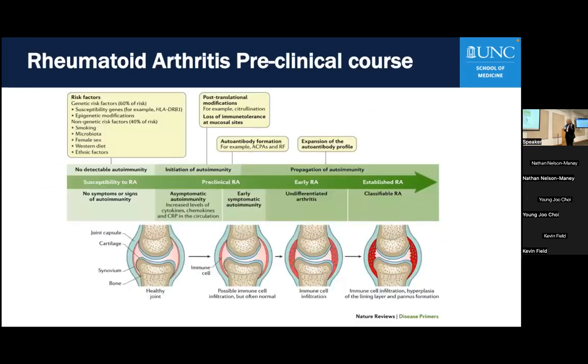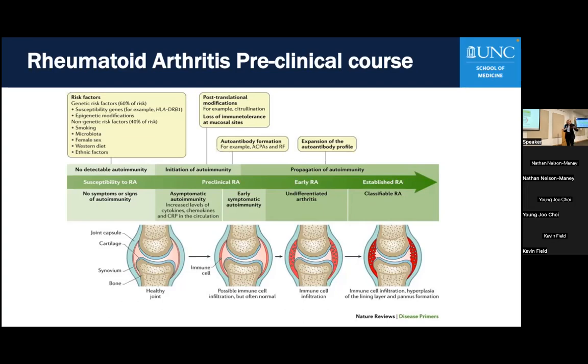I'm not going to skip this slide. It's complicated, but I just want to point out a few things. Number one is you can be susceptible to rheumatoid arthritis and have no symptoms and show no signs of autoimmunity. So you have the right genes. You might have been exposed to something that's your trigger. And then there's this relative period of time where you're completely asymptomatic. And then you can develop something we call preclinical RA, where if we were measuring cytokines in your blood, we might measure them to be higher than normal. And you may be completely, again, asymptomatic.